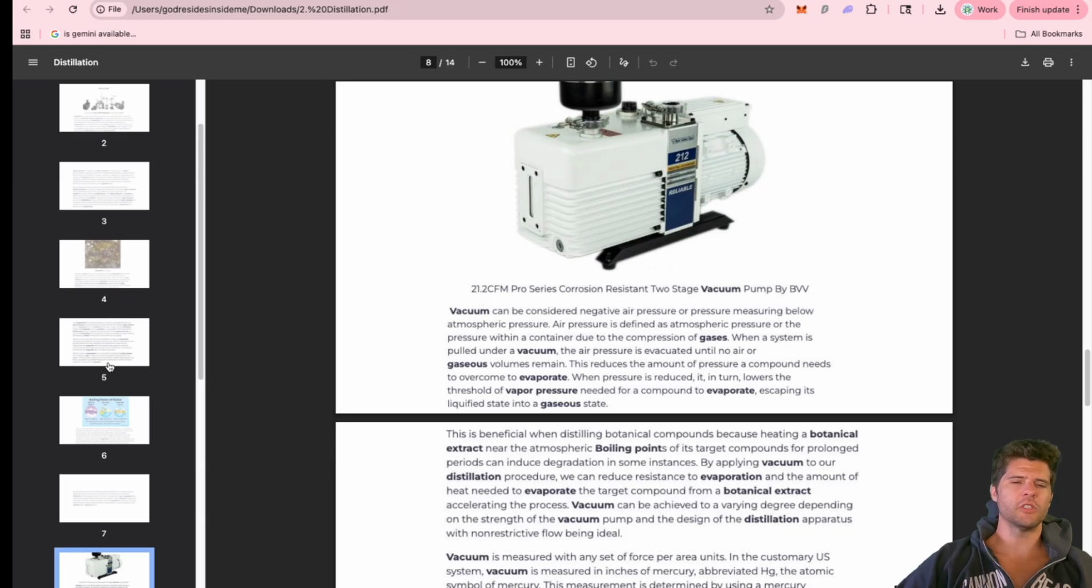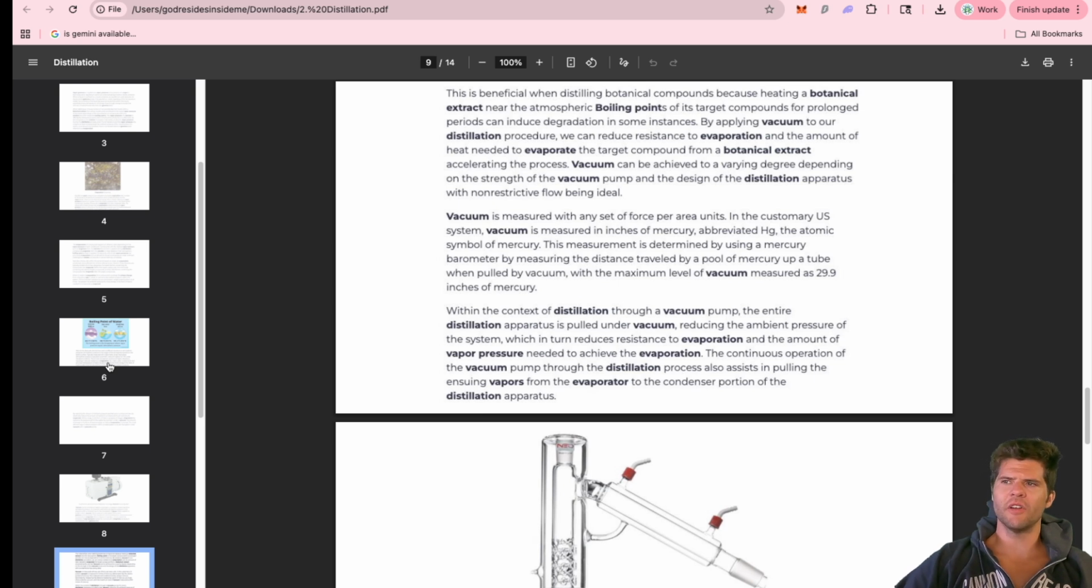So just like if you were to travel further and further into space, where you would have a perfect vacuum and zero atmospheric pressure whatsoever, the deeper that you get to an absolute vacuum, the lower the heat or kinetic energy you will need to force a compound to reach its boiling point. This is beneficial when distilling botanical compounds because heating a botanical extract near the atmospheric boiling points of its target compounds for prolonged periods can induce degradation, in some instances, especially with cannabinoids.